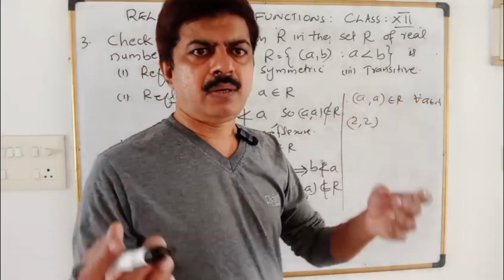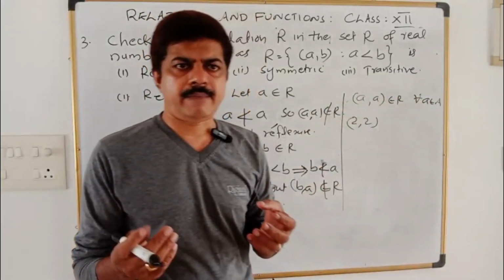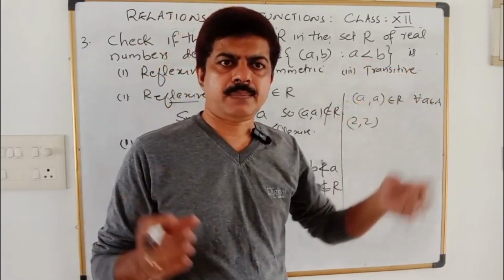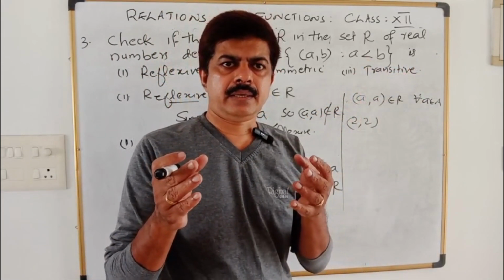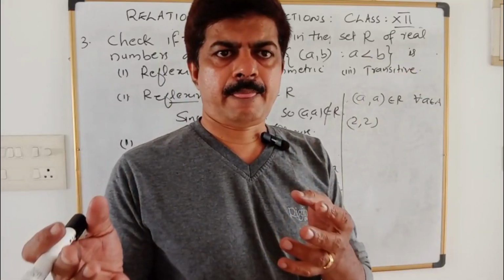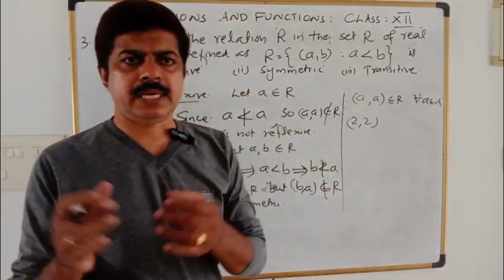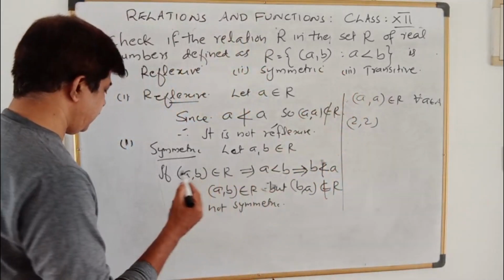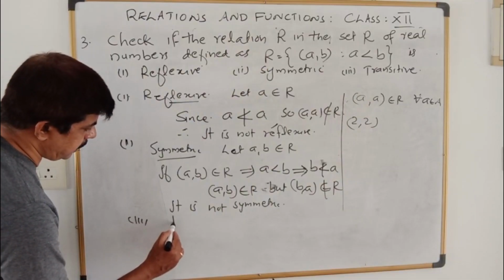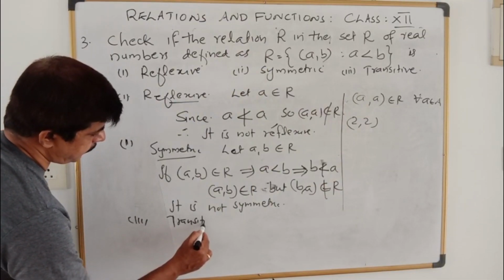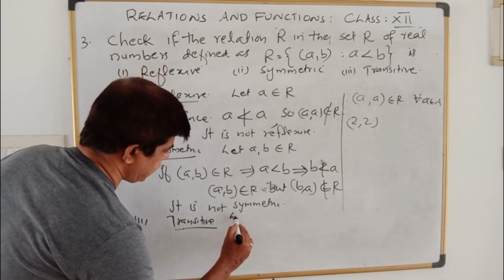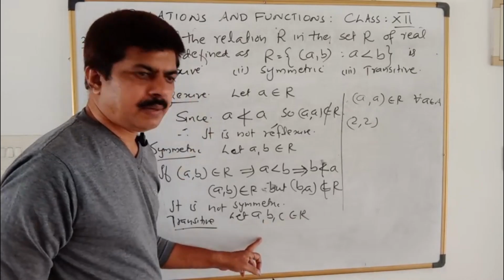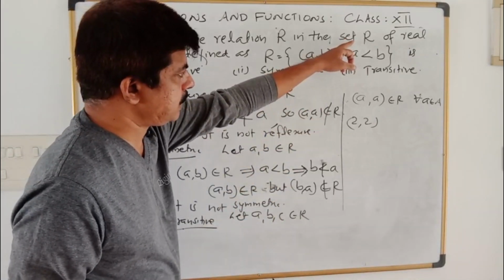Now we have to check whether this relation is transitive or not. Transitive means if AB belongs to R and BC belongs to R, we have to choose two ordered pairs satisfying this rule. 2 less than 3, correct. 3 less than 4, correct. Then definitely 2 will be less than 4. So this relation is transitive. Let A, B, C belong to R. We have to choose three numbers from the given set. What is the given set? Real numbers.